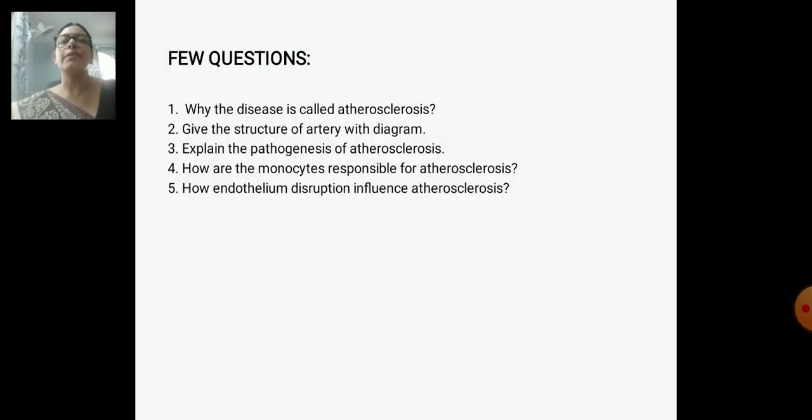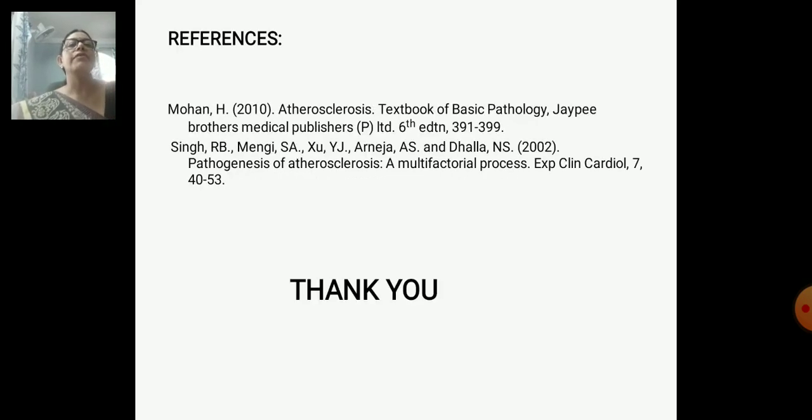Related to this, there are certain questions given to you. If you go through these questions, you will have a clear idea about the entire topic. Second thing, remember, whenever you give a mechanism or the method, please provide diagrams, because pathophysiology or physiology is always related with the diagram. The book reference has been given to you. Harsh Mohan will be easier. And there are other references of a paper I have given. If you want to go through it, you can see that it has a vast topic on the pathogenesis of atherosclerosis. Thank you.